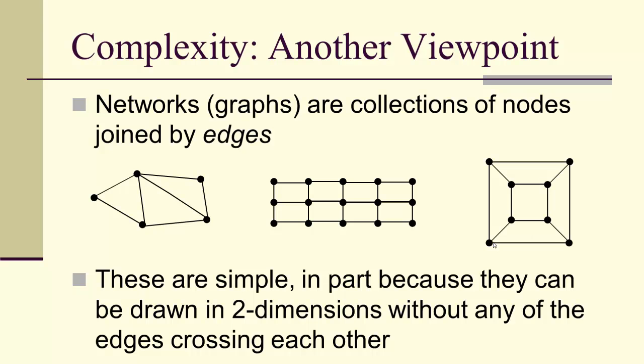Now here's another viewpoint that's somewhat equivalent and is also very helpful in understanding what's going on. Let's look at systems or networks, or what the mathematicians would say are graphs. These are collections of nodes joined by edges. Now I've drawn 3 of these graphs, and we would say all of these are very simple, and one of the reasons they're simple is because we can draw these in 2 dimensions without any of the edges crossing each other. And you can see that, in fact, these 3 have that property.